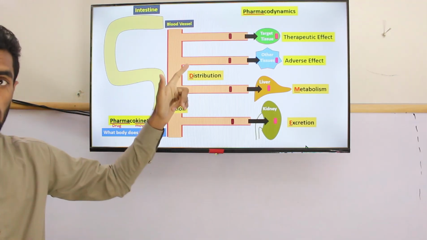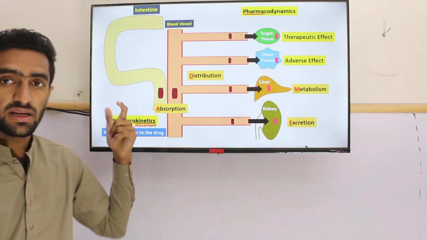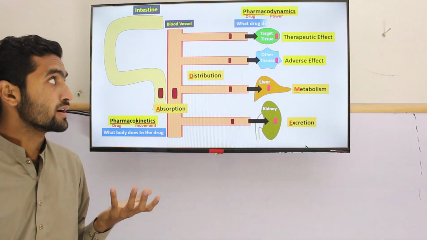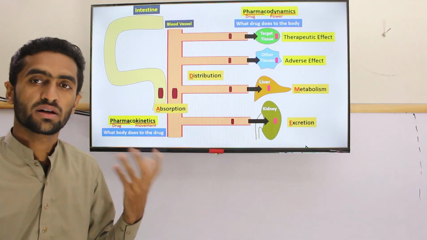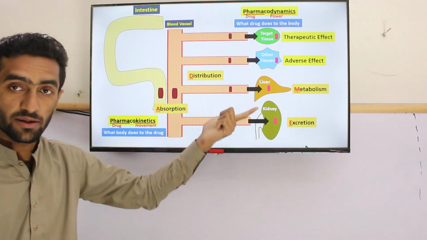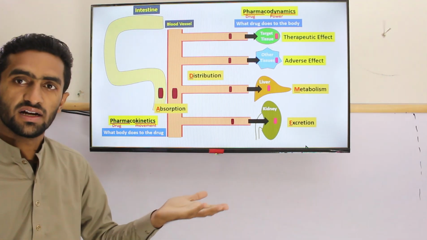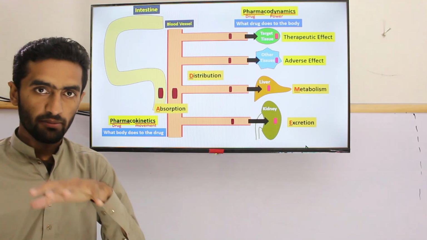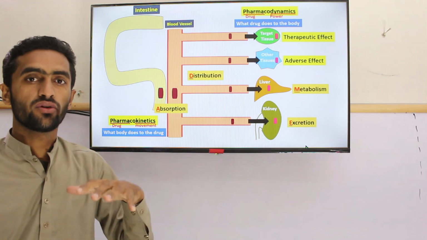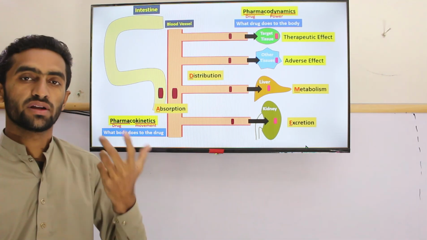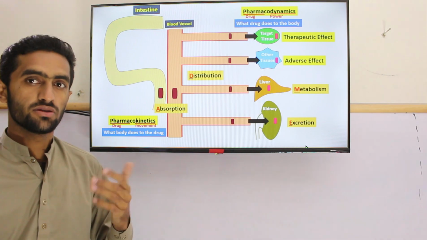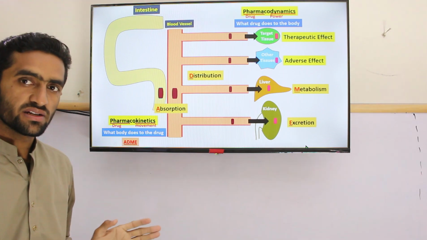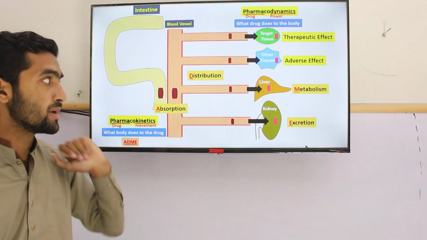The other part is the pharmacodynamics. Pharma means drug, dynamics means power. So what is the power of your drug? Meaning what the drug can do to your body. It can cause therapeutic effect. It can cause adverse effect. Meaning we are focusing on the drug in pharmacodynamics, while in pharmacokinetics, we are focusing on the body situation for absorption, distribution, metabolism, excretion. So ADME. We start from the pharmacokinetics, then go for the pharmacodynamics.